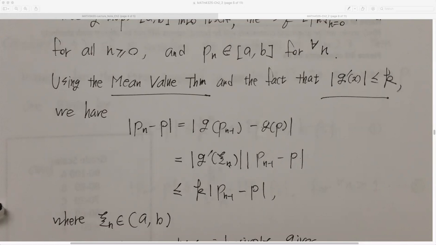The slope of the secant line passing through (P_n, 1) and (P_{n-1}, 0)... equals the slope of the tangent line at c_n, which is g'(c_n). Okay, so now we're going to get this one. Since the absolute value of g' is bounded by k, we put k, and then we get that inequality.